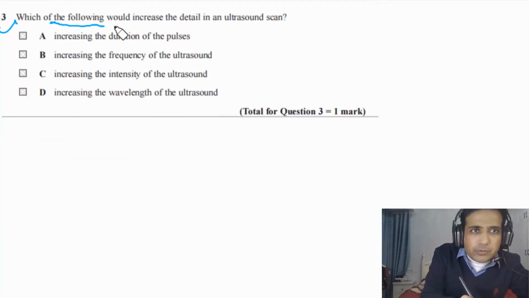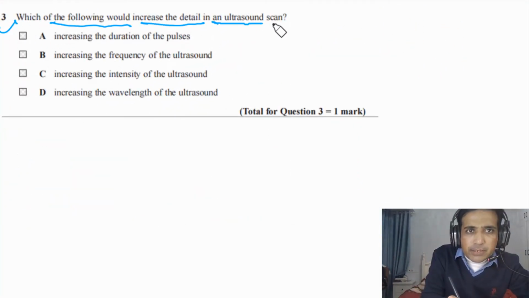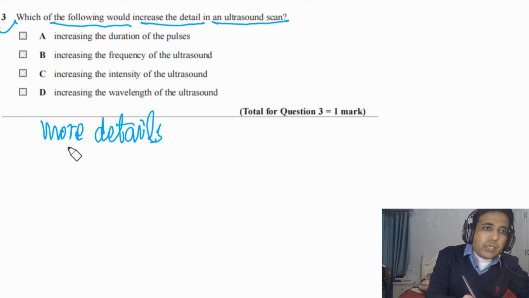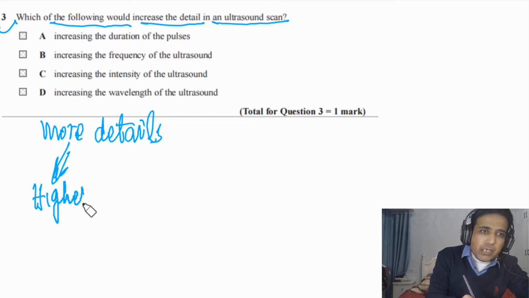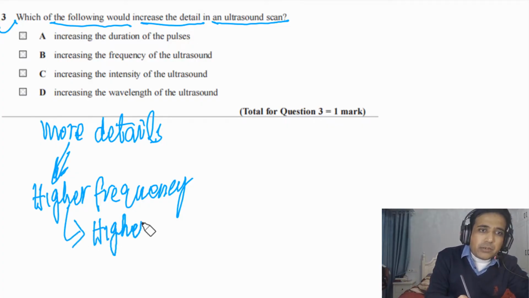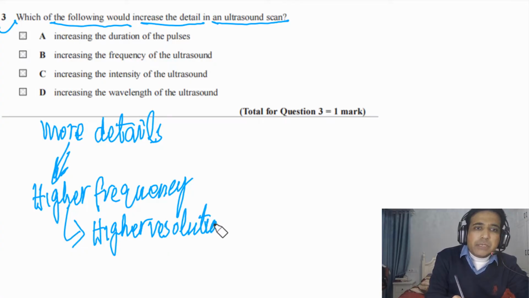Question 3 says, which of the following would increase the detail in an ultrasound scan? It means how we can get more details. So simply we can write down: more details are possible if we use higher frequency ultrasound waves. If frequency is higher, we will get a higher resolution image. A high resolution image means that we will get more details.